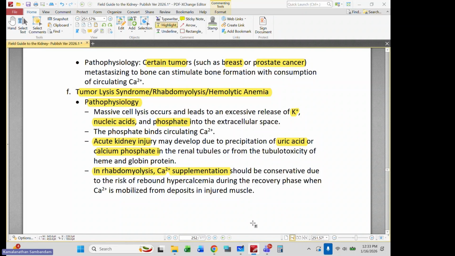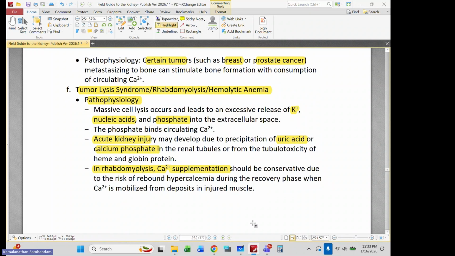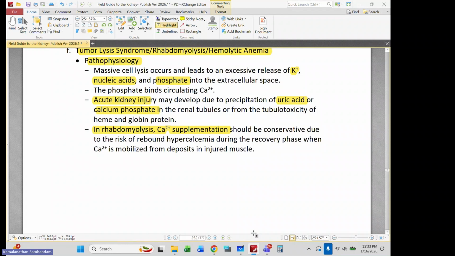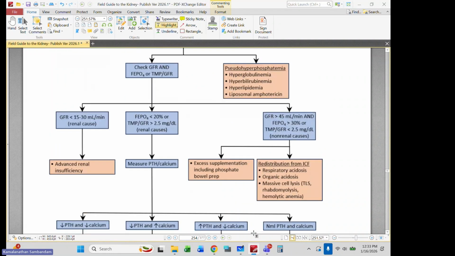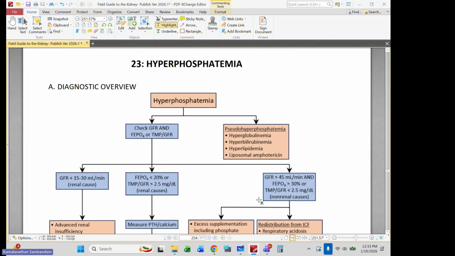We generally espouse conservative calcium supplementation in the patient with rhabdomyolysis, because there can be a rebound hypercalcemia that can be quite marked in that context, as calcium, which is bound to intracellular molecules within damaged muscle, can be liberated and result in a rebound hypercalcemia. So we generally espouse being conservative with calcium supplementation in rhabdo-induced hypocalcemia. Any questions?